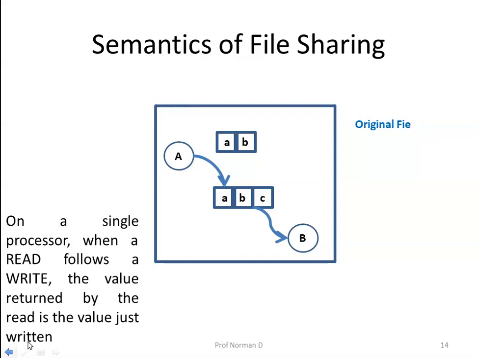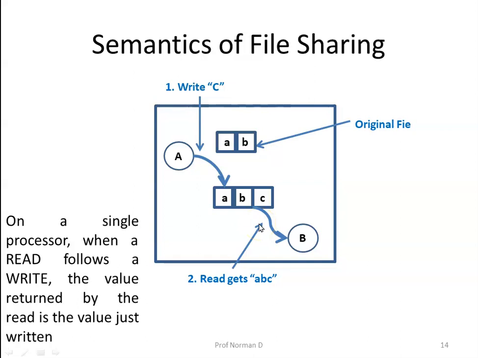When two or more users share the same file, it is necessary to define the semantics of reading and writing precisely to avoid problems. In a single processor system that permits processes to share files, such as Unix, the semantics normally state that when a read operation follows a write operation, the read returns the value just written. So B gets the latest value.